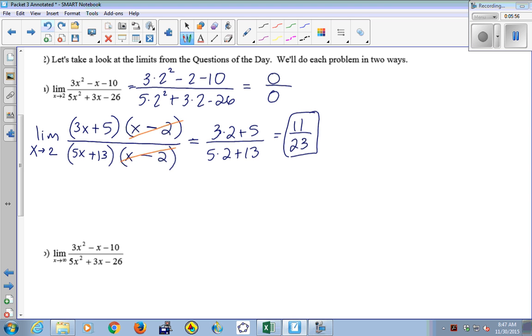So we already have done this before, right? Okay. So the new thing we're learning today is L'Hopital's rule. It's just another way of calculating this limit. Okay, so 0 over 0. That's the limit, right? The numerator is approaching 0 and the denominator is approaching 0 as x approaches 2.